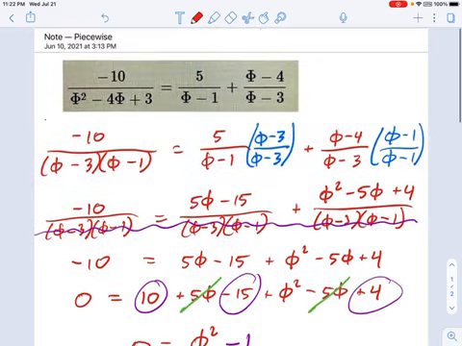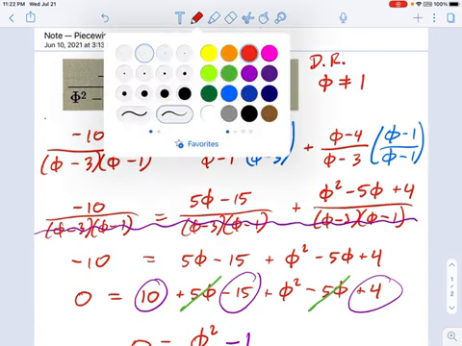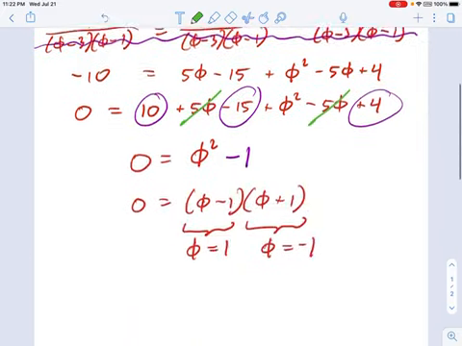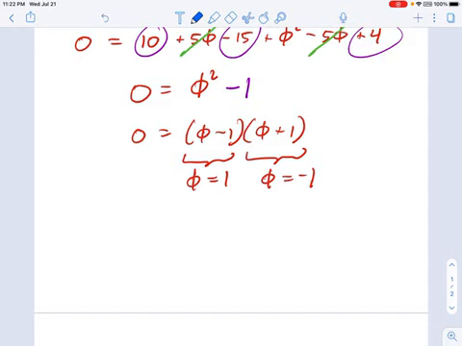Let's see if they work. We never checked the domain restrictions, or we forgot to earlier. Remember what domain restrictions are. That's where your denominator would equal 0. So from this one right here, I'm going to say phi cannot equal 1. Okay, and from this other one right here, I'm going to say phi cannot equal positive 3. So let's think about that and compare it to what we just got down here. And you see one of these does not work. Okay, so that is an extraneous solution.